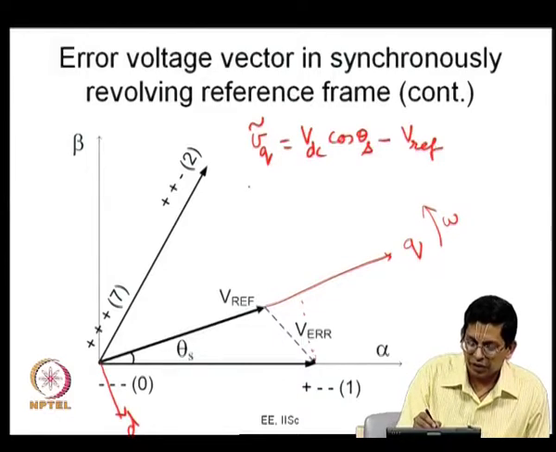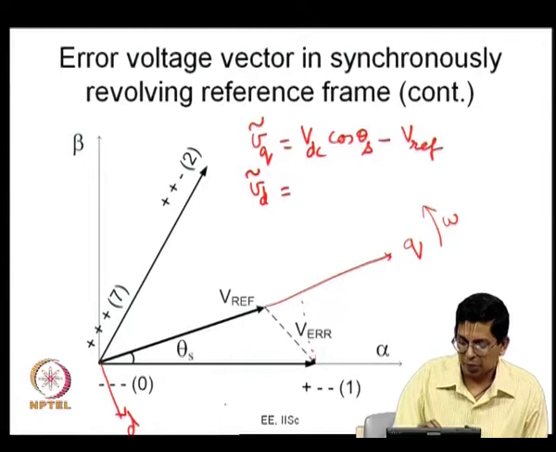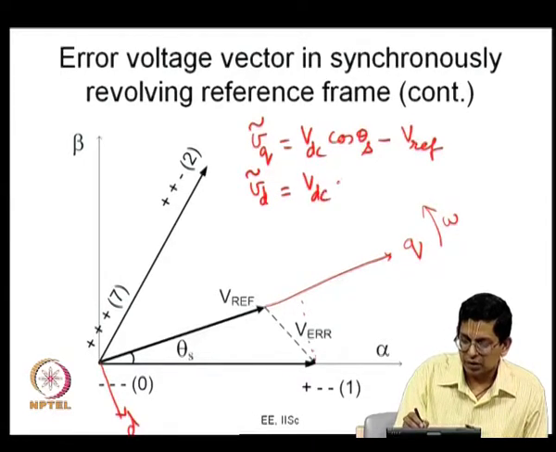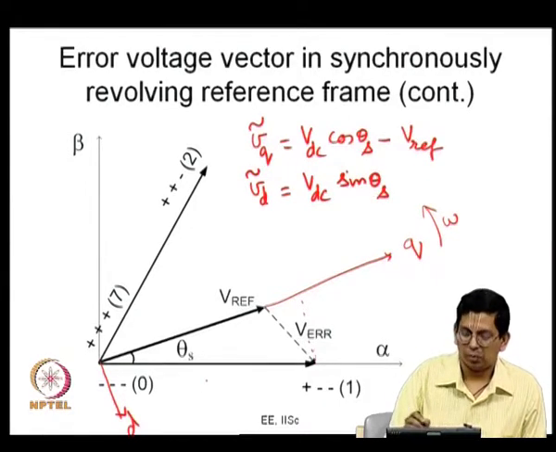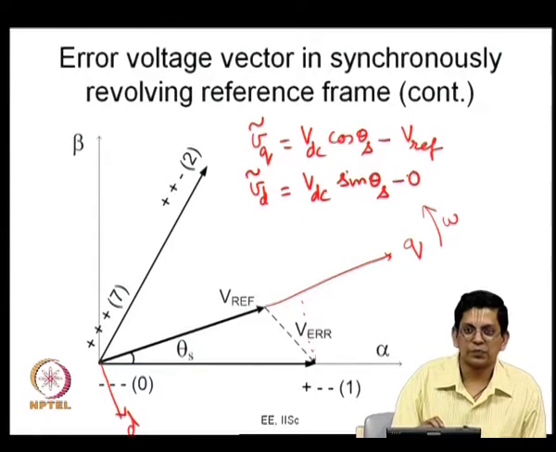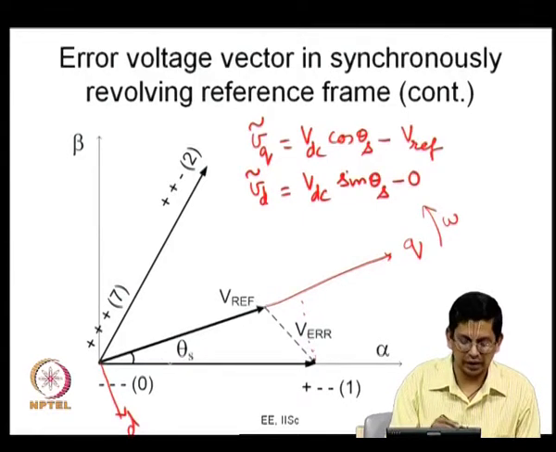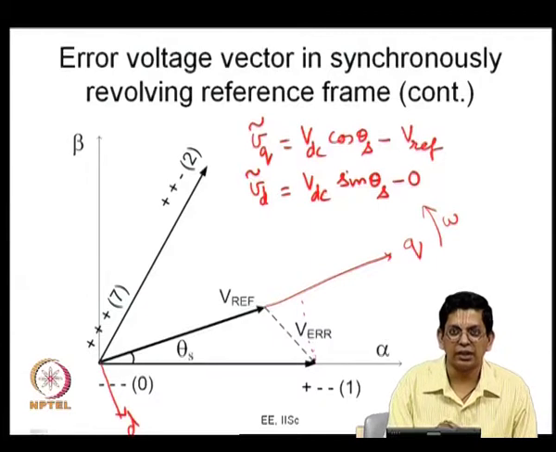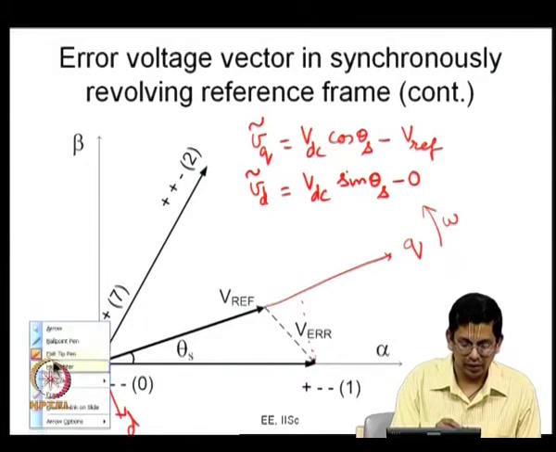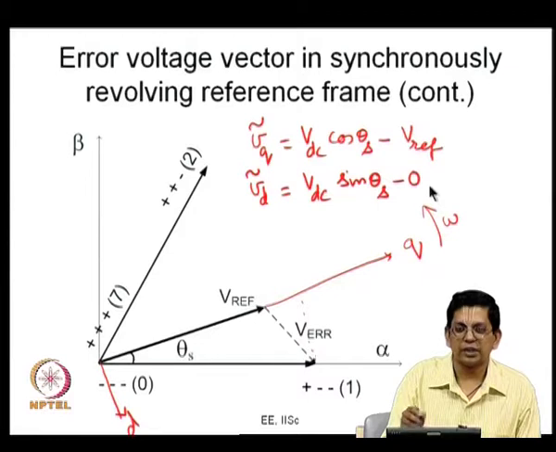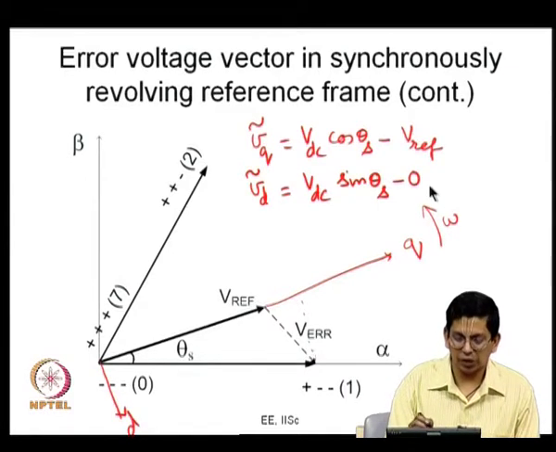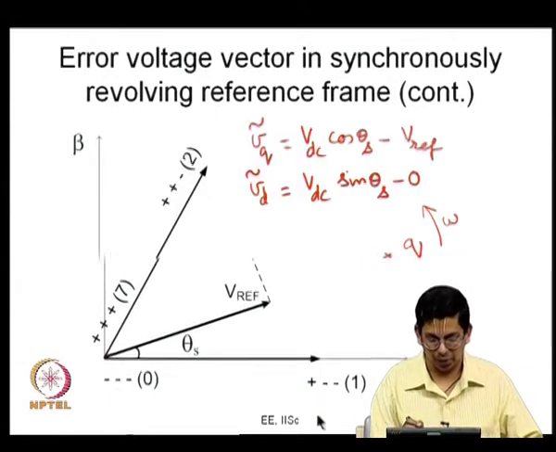Similarly, you can define the error voltage component along the D axis. How much is the applied vector? It is VDC times sine of theta s minus 0, just to make it obvious. The reference vector is entirely along the Q axis and it is not along the D axis. So, your Vd tilde is actually VDC sin theta s minus 0. This is the error voltage vector when you consider active vector 1 to be applied.